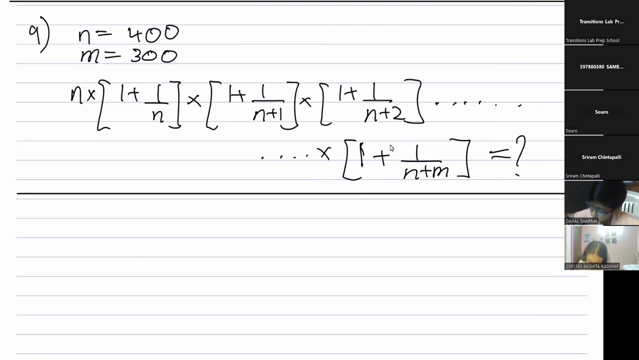Okay, what do we see over here? We have n multiplied by 1 plus 1 upon n. If we take the like fraction of this term, what we will get is n plus 1 upon n.